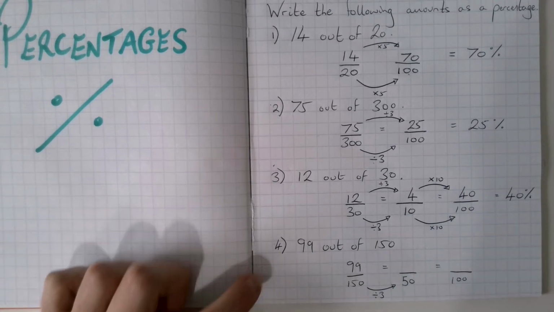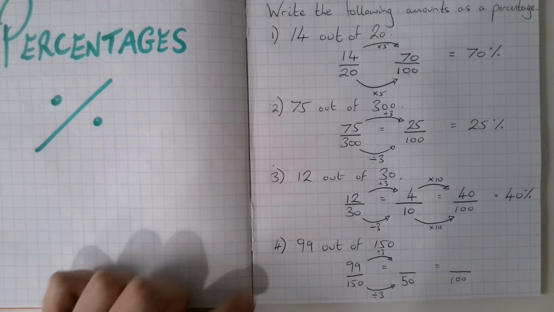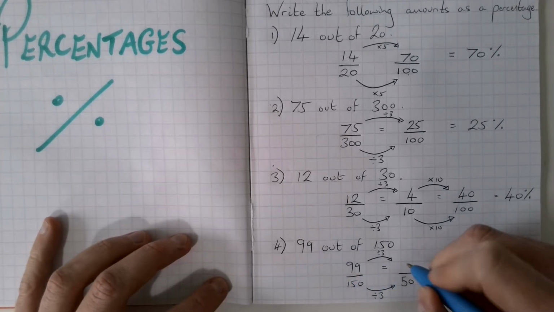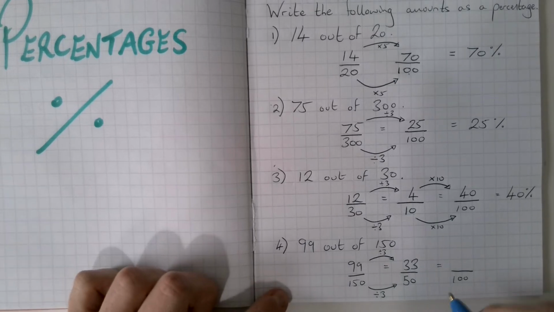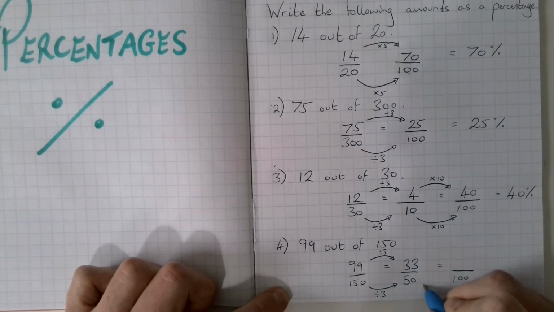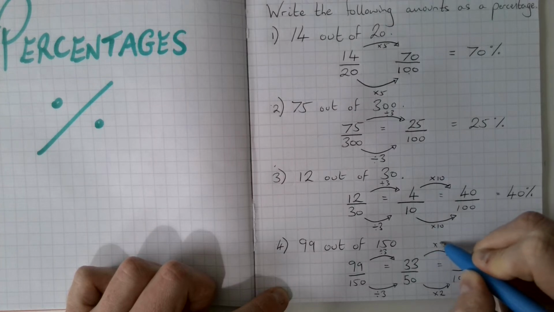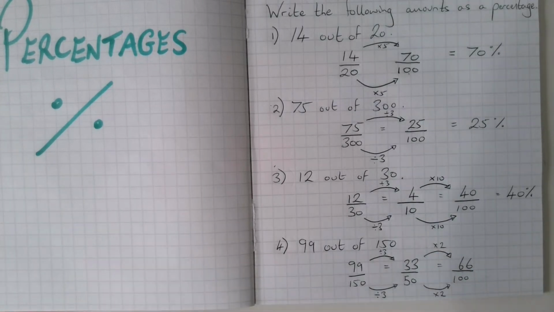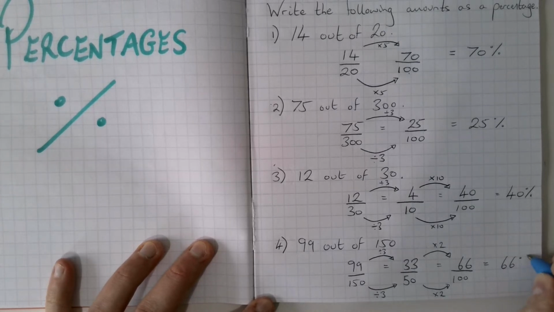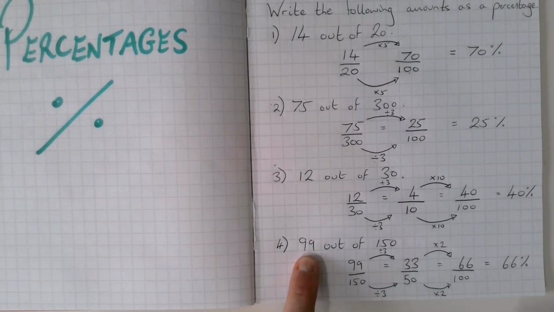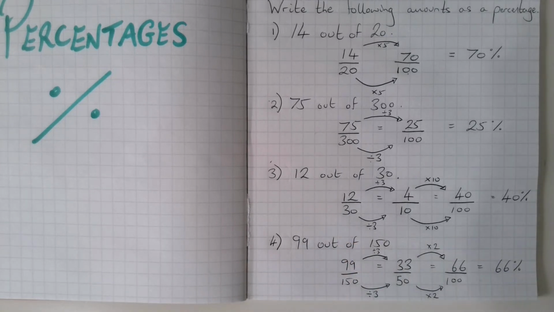Well, I need to divide by 3. So I'm going to divide my numerator by 3 as well. And 99 divided by 3 is 33. And then to get from 50 to 100, well, I need to times by 2. So I need to also times my numerator by 2, which will give me 66. So 66 out of 100, I could say, is 66%. So 99 is 66% of 150.